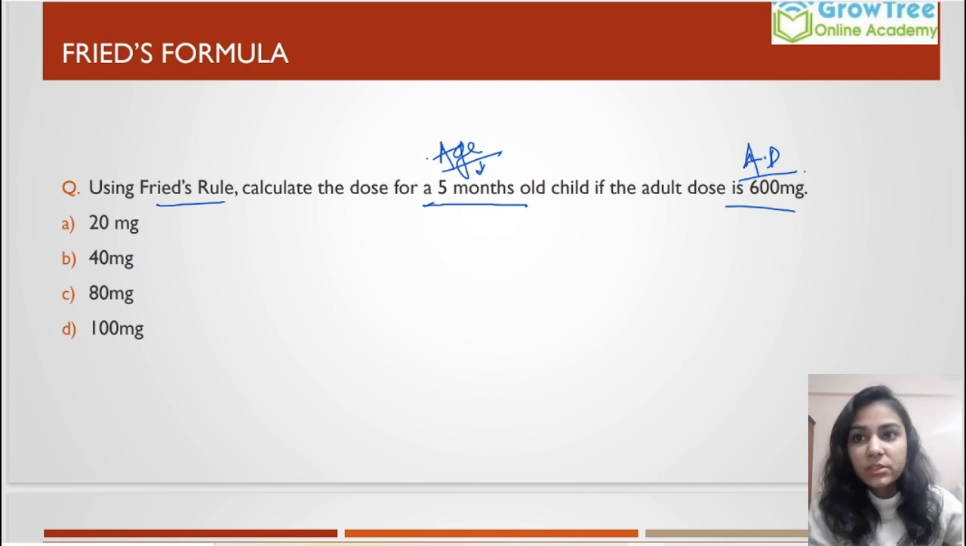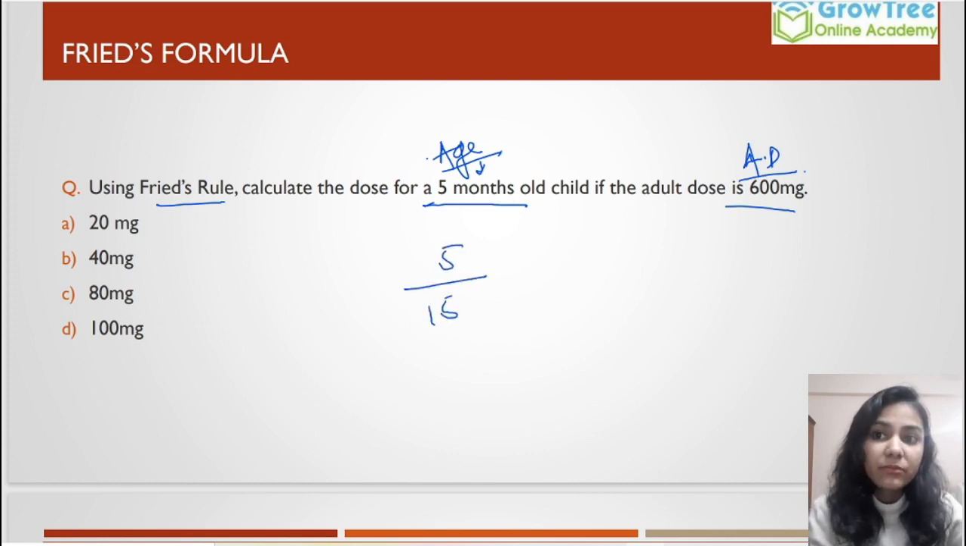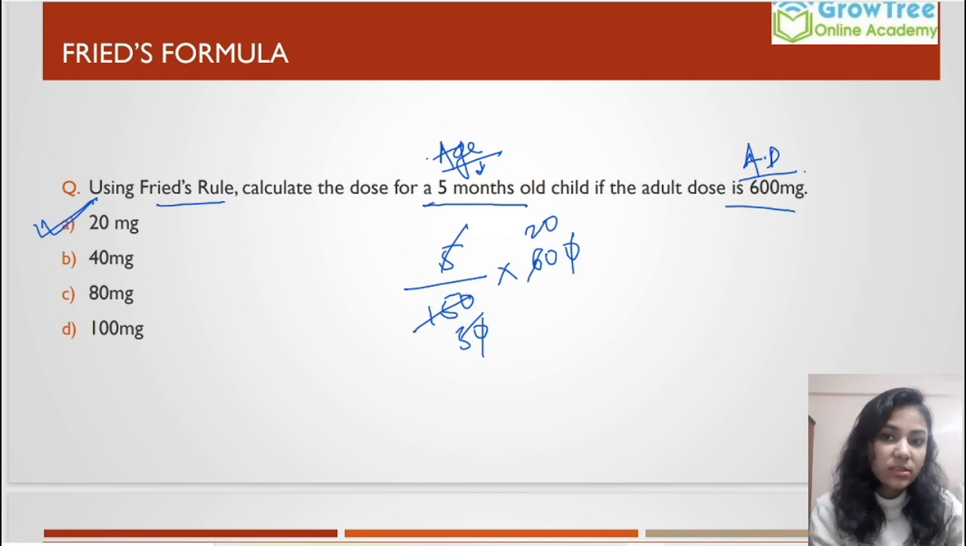That is 600 mg. So putting these values in the formula, we have 5 by 150 into 600. After calculation, we will get 20 mg. So option A is the correct answer.